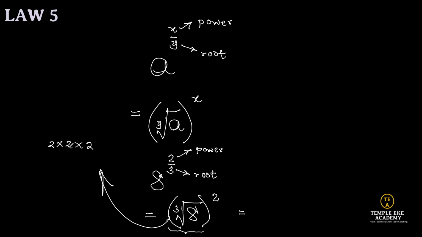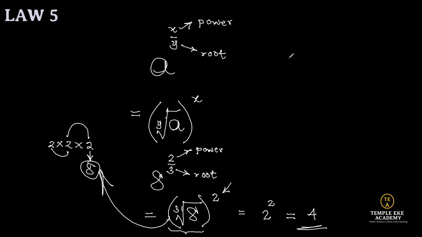Let's try it out. 2 multiplied by 2 gives us 4. That 4 resulting, multiplied by 2, gives us 8. Beautiful. Which means the cube root of 8 is simply 2. And now that 2 is the number being raised to the power 2, which is this power out here. So the cube root of 8 is this 2, and that 2 is being raised to the power 2 outside. 2 to the power 2 is 2 times 2, which is 4. Very simple.